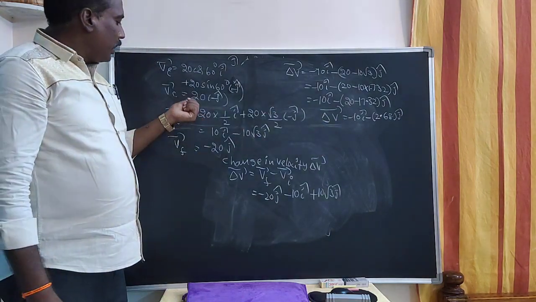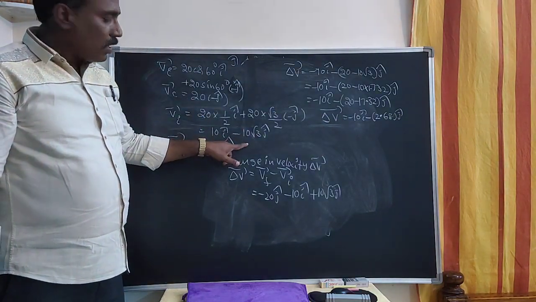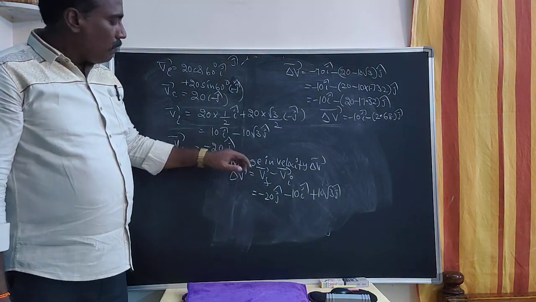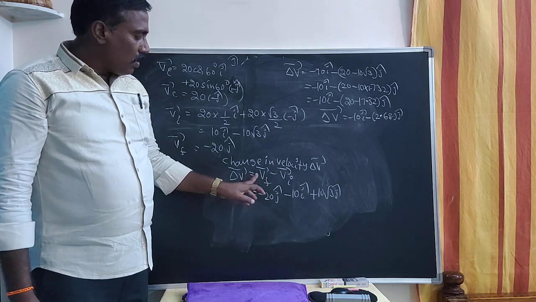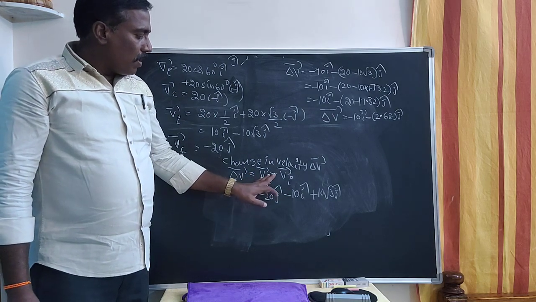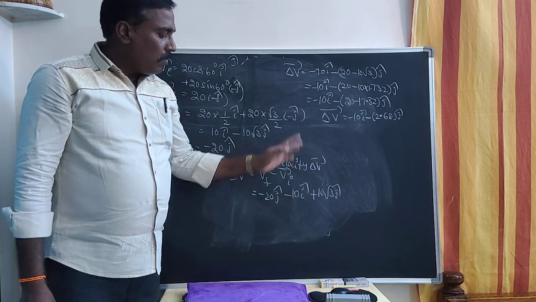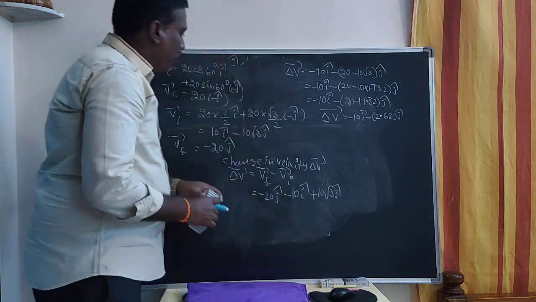Initially the body is moving in this direction, 10 I cap minus 10 root 3 j cap. The final velocity is minus 20 j cap. So the change in velocity delta V bar is equal to V final bar minus V initial bar. So in vector form we can calculate the change in velocity very easily.